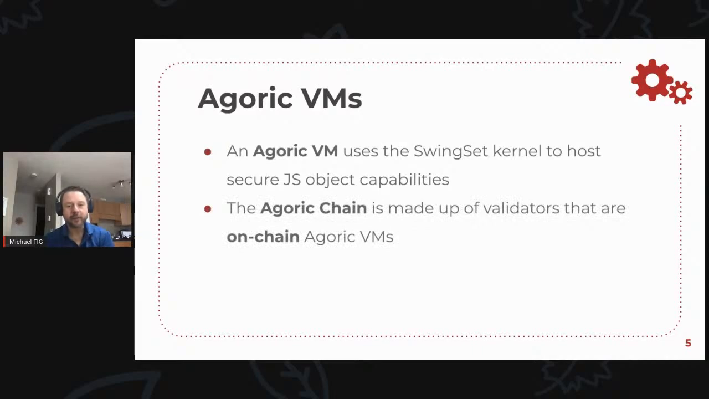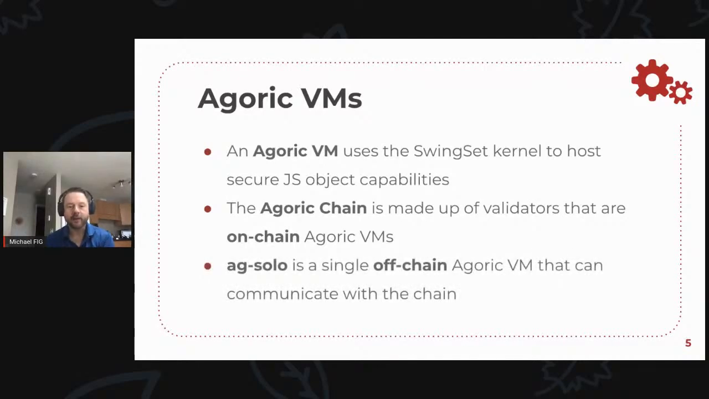So the Agoric chain is made up of validators that run on-chain Agoric VMs. These validators are not regular clients. They're just backing the blockchain themselves. And the consensus between these validators is what causes the chain to accept or enact transactions in a certain way.